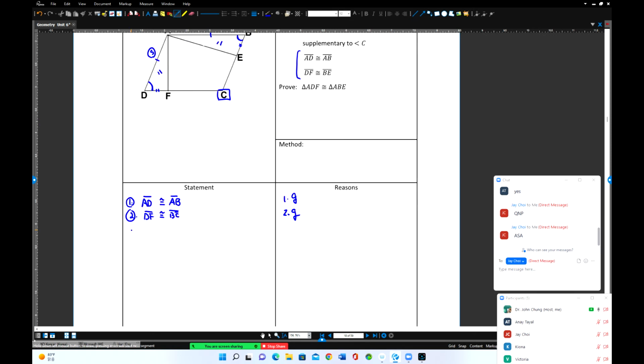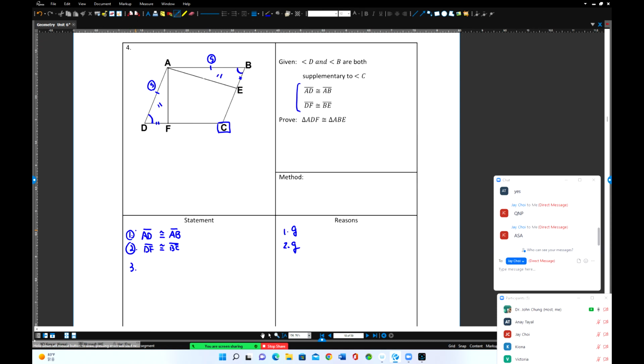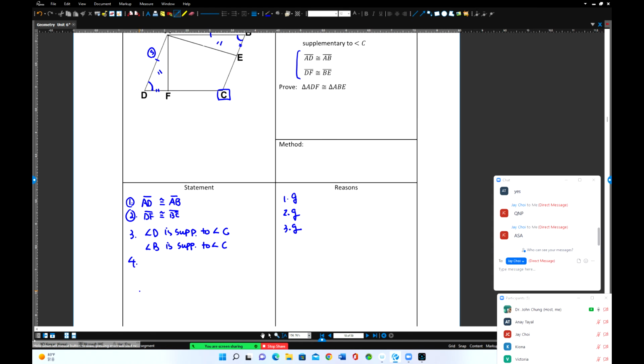Now write down the given over here: angle D is supplementary to angle C, and angle B is also supplementary to angle C. That's the given. From here we can say, this is already given, we don't have to say linear. Supplements of the same angle are also equal, so you can say angle D must be congruent to angle B.